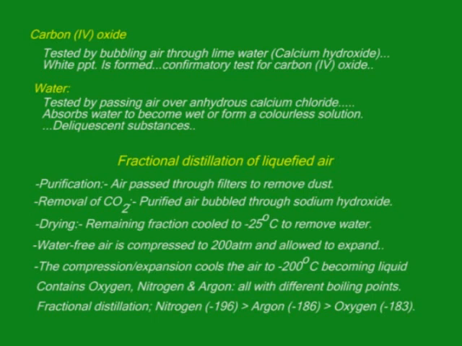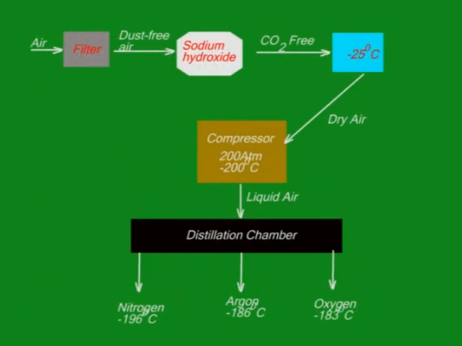All that information is summarized on the flowchart that is on your screen, and you can see from that flowchart the air being passed through filters to remove dust. We then have the dust-free air being bubbled through sodium hydroxide. The air that comes out is free of carbon dioxide.